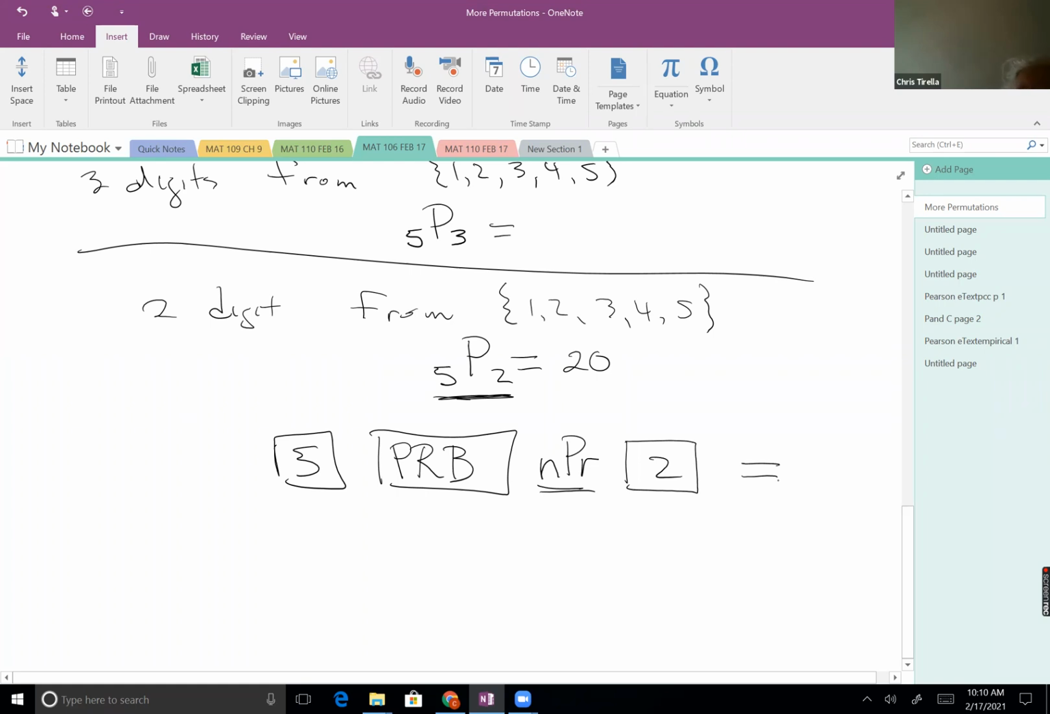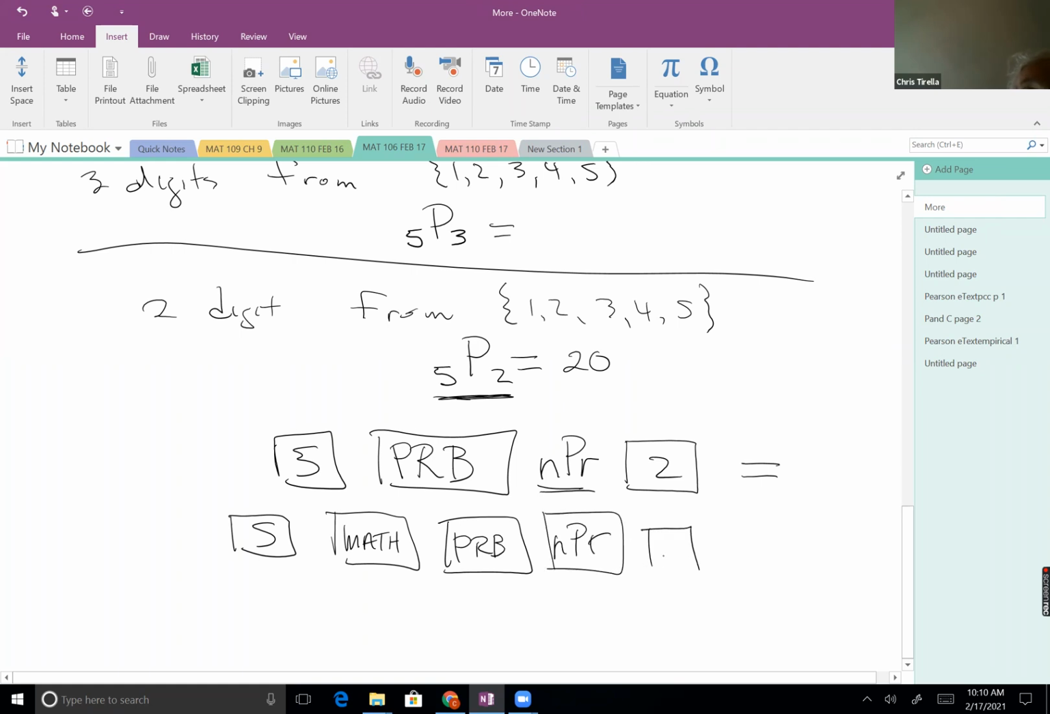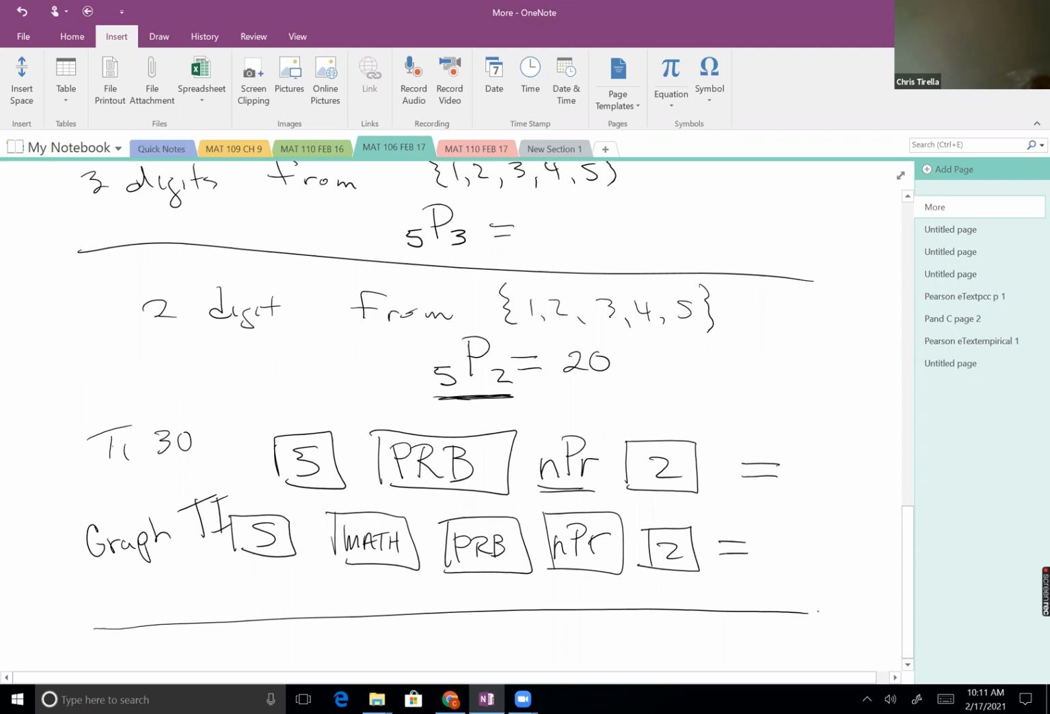If you have a graphing calculator, you're going to type 5, then you're going to go to math, then go to PRB, then highlight nPr, then hit 2 and equal. So this is for the TI 30, this is for the graphing TI. If you have a different model, I'd have to look at your calculator to see just where to go. Thank you. So can you get that 20 from 5P2?